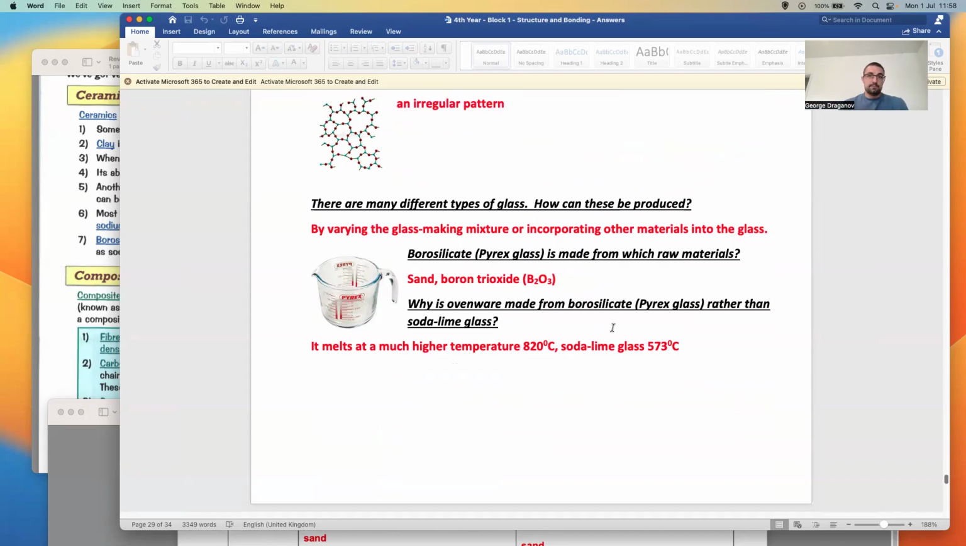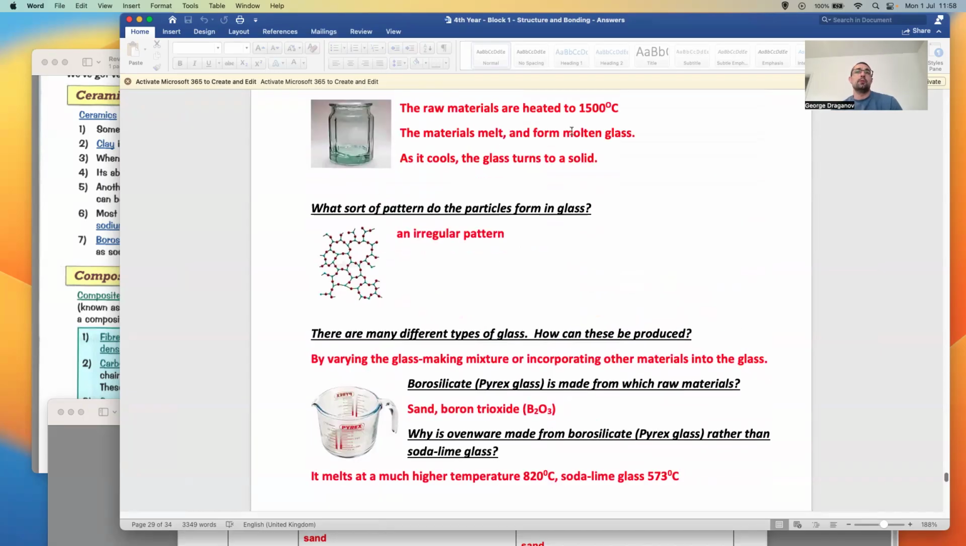The procedure is the same. You heat and melt these together, and then you shape the molten glass the way you want, and then you let it cool down. So it's the same method, it's different raw materials.